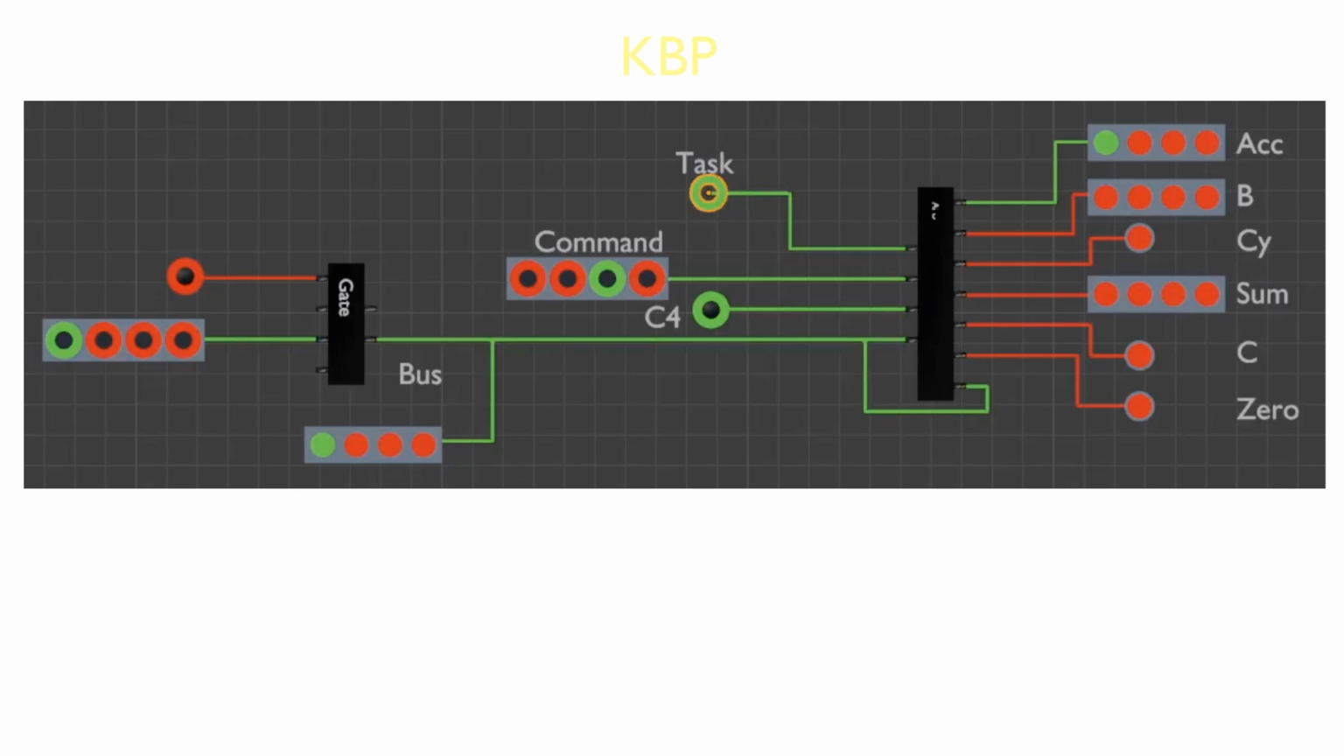The instruction KBP first writes the value from ACC to the bus, is processed and writes another value to the bus and this is now written to ACC.